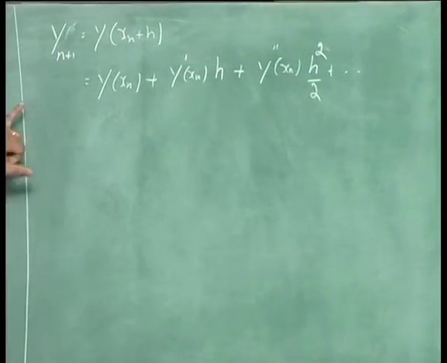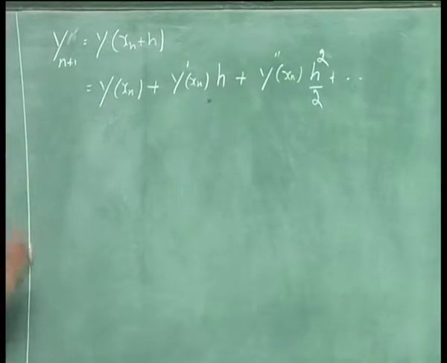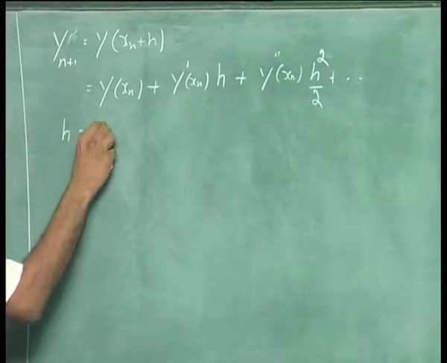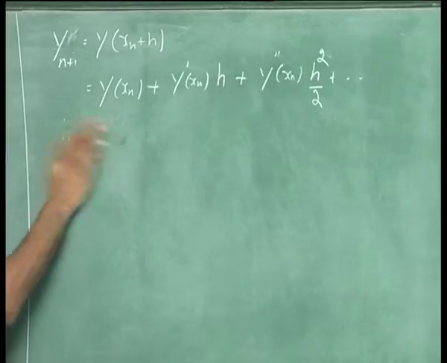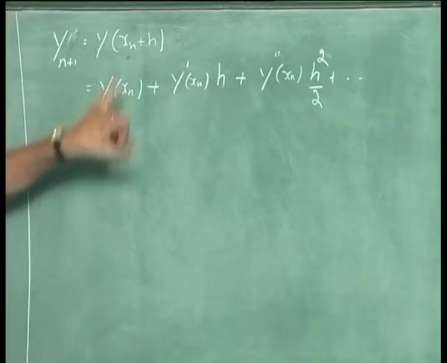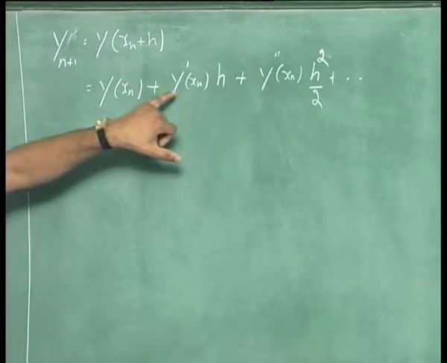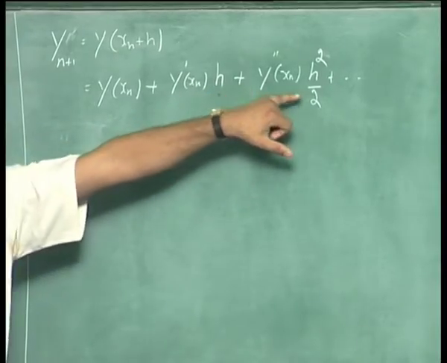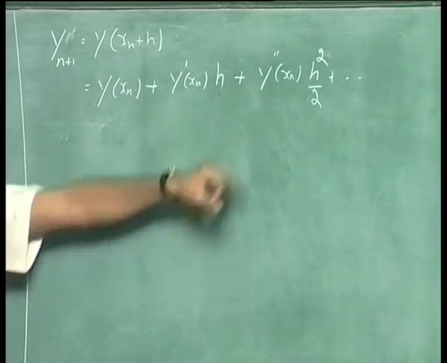So then I would get order h. Remember, h is xn plus 1 minus xn, that is the interval here. So we could get order h, order h squared and order 0 terms in this expansion.